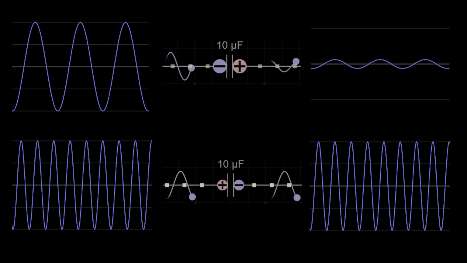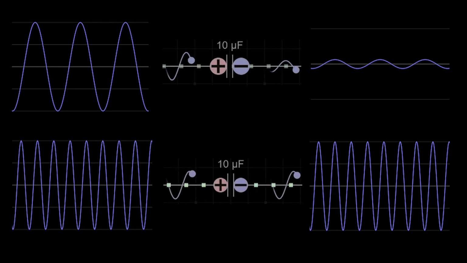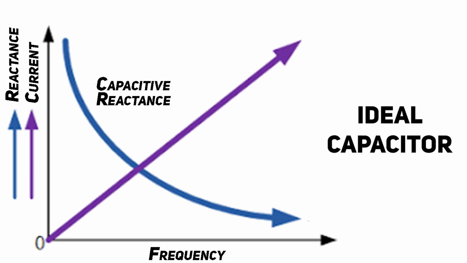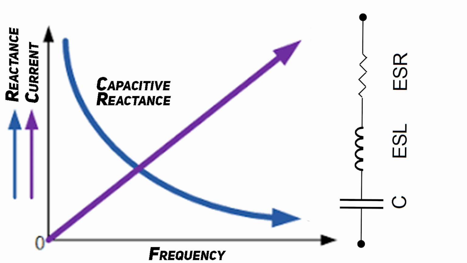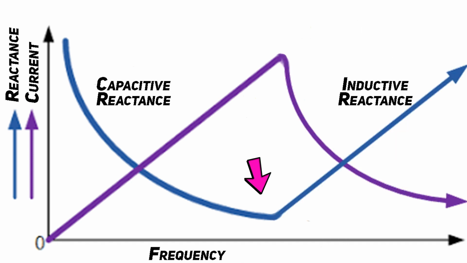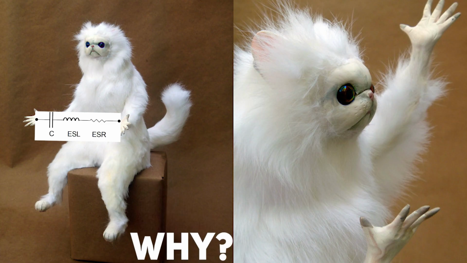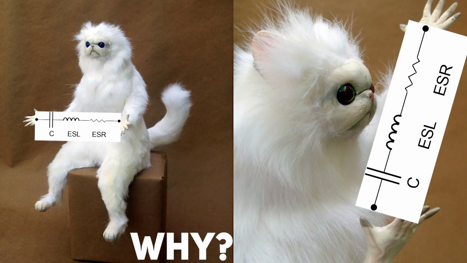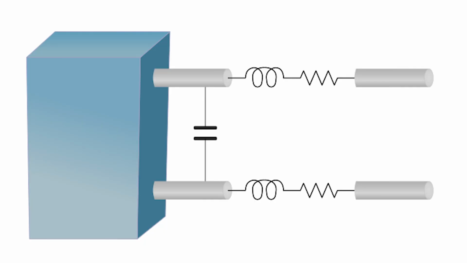And it is true, but only to a certain extent. In reality, there is no ideal capacitor that decreases reactance over the whole range of frequencies. A real capacitor has other parasitic parameters, such as equivalent series resistance and equivalent series inductance, which affect the frequency characteristic. But why do these parameters exist? As you know, in reality, everything has a resistance. Electrodes of a capacitor, leads and tracks on the board are no exception.